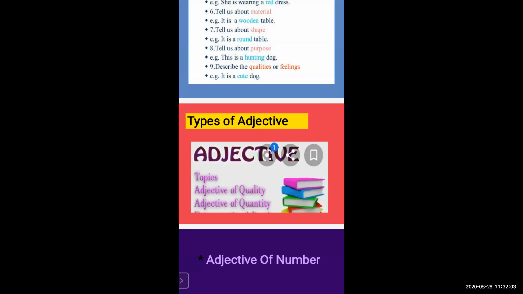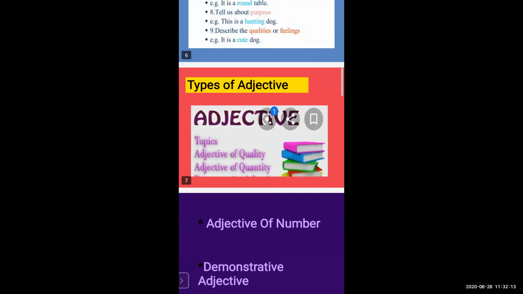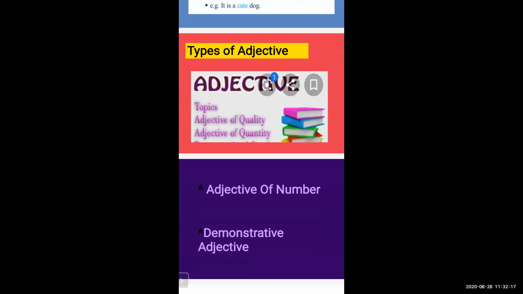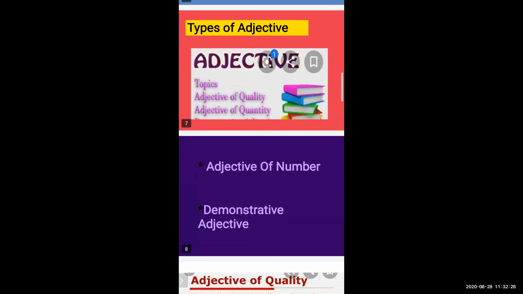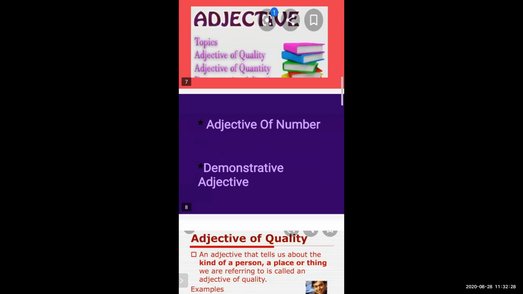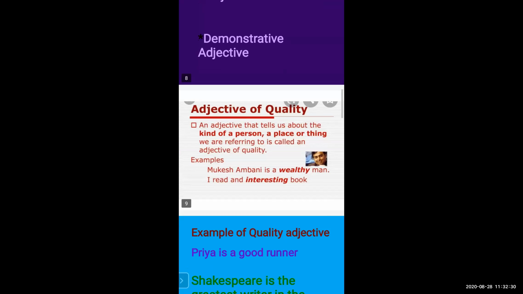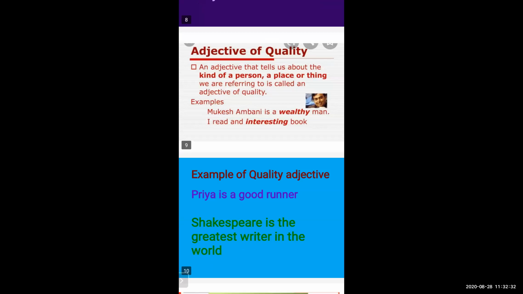So students, there are various types of adjectives, but in this lesson we will learn four types of adjective: adjective of quality, adjective of quantity, adjective of number, and demonstrative adjective. Now let us see them one by one. First we will see adjective of quality, which has a very simple meaning.